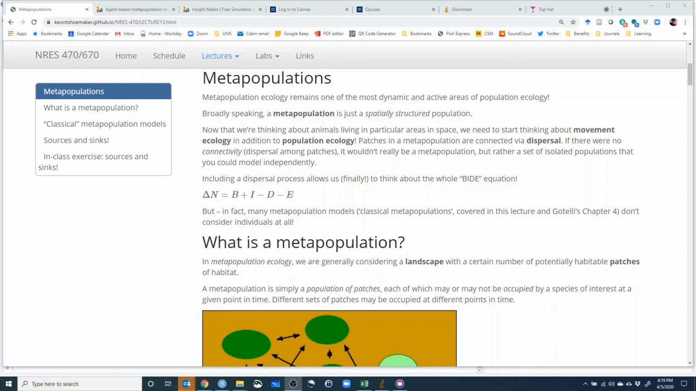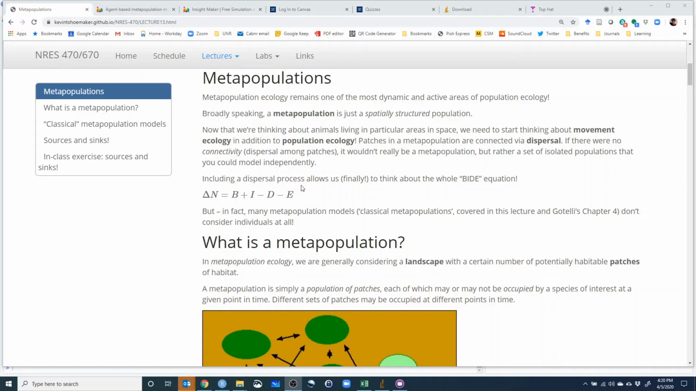We have talked about the BIDE equation in the past. So the BIDE equation just says that the change in total abundance for a population, that's this delta N, is equal to the total number of births into the population minus the total number of deaths out of the population plus the total number of immigrants into the population minus the total number of emigrants out of the population.